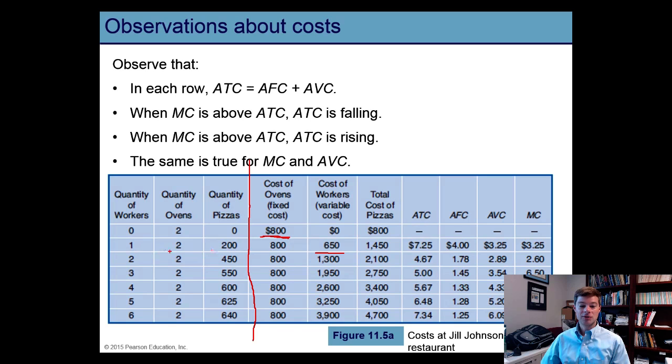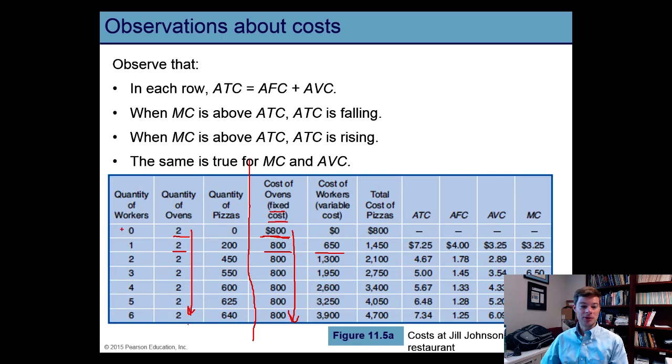On the second row of the table, we're still using 2 ovens, and so this is going to cost $800. This is the total fixed cost of production. And since the fixed inputs stay fixed, the total fixed cost stays fixed as well. It stays at 800 across all the rows because the quantity of the fixed input we're using stays fixed at 2.